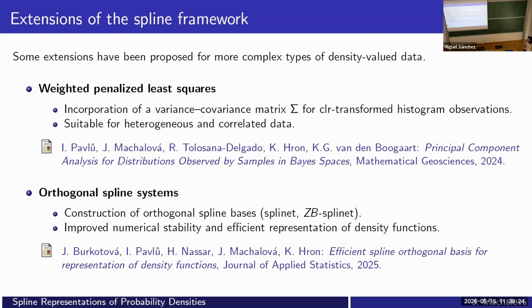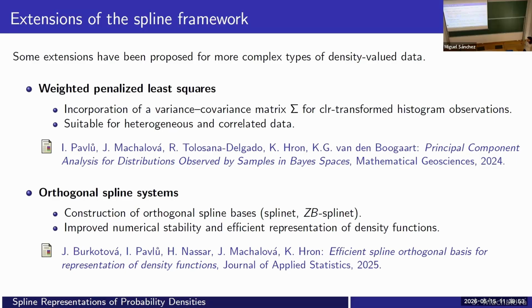Well, after this paper, we did some extension. We use weighted penalized least squares, where we incorporate variance covariance matrix sigma, which is now, because of zero integral and CLR transformation, positive semi-definite. So for weighting, we are not able to use its inverse, but we have to work with generalized inversion.